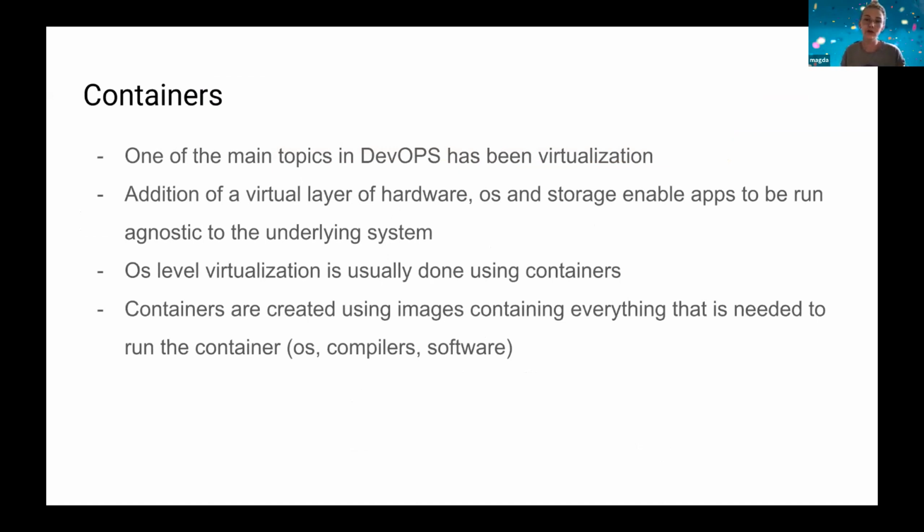So when we're talking about modern DevOps, one of the main themes that we have encountered in the past years has been virtualization. And virtualization basically means that you add an additional layer of hardware, operating system, and storage, and thus enable the app to run agnostic to the underlying system. So that the same code that can be run, for example, on my computer can also easily be run on somebody else's computer. And the method for this, when we're talking about operating system level virtualization, is using containers.